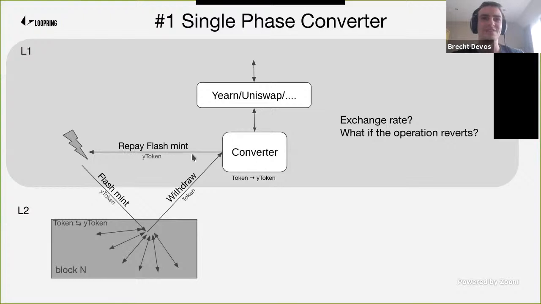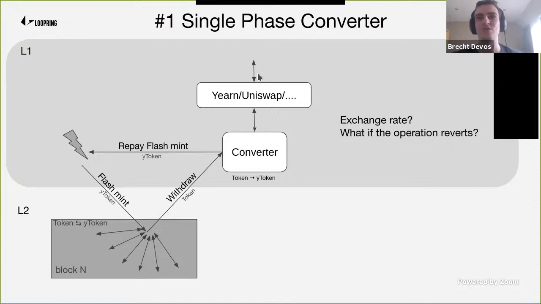So either this fails and we have to revert all kinds of stuff. The block needs to be reverted and we have to recreate the block, regenerate the zero knowledge proof and all that kind of stuff. So we don't want to do that. If the amount of tokens is not enough, then the converter will also have some extra funds lying around to help repay the flash minting. But of course, that's also not ideal. So the use case for this is limited if we don't fully control this L1 debt.